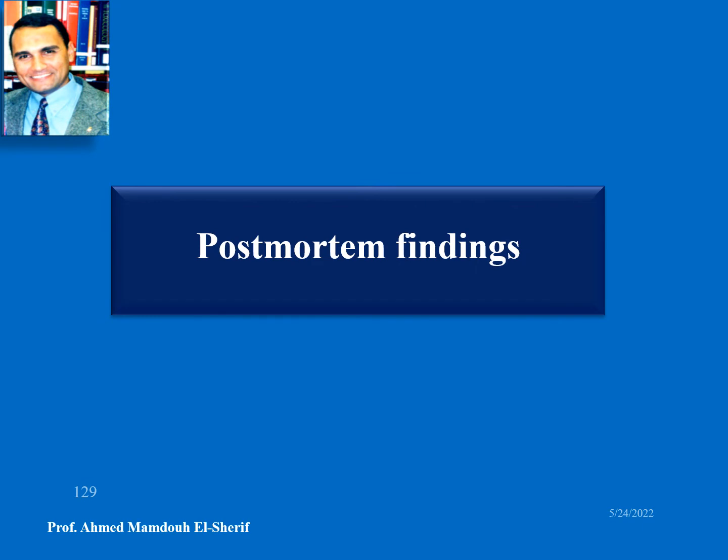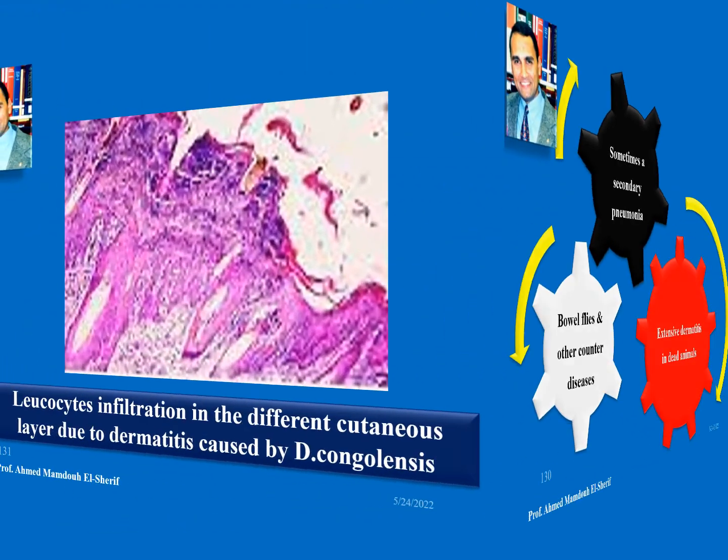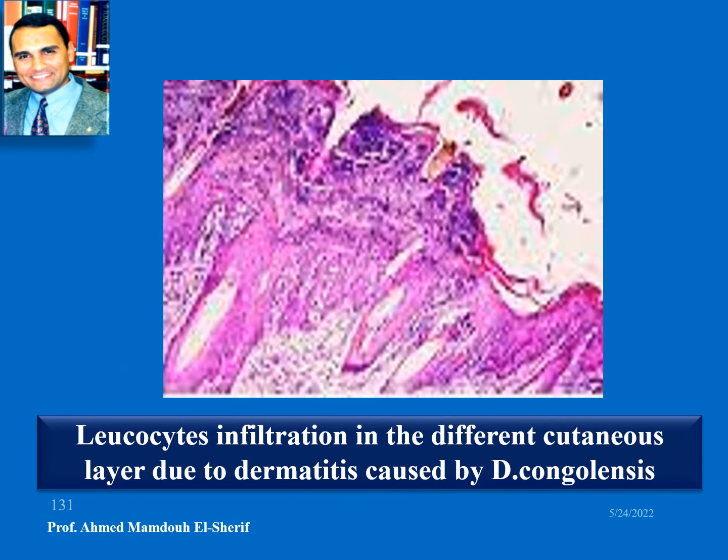Post-mortem findings in case of dermatophilosis. The main post-mortem findings in case of dermatophilosis are extensive dermatitis in dead animals, sometimes a secondary pneumonia, blowflies, and other concurrent diseases. This picture shows leukocyte infiltration in the different cutaneous layers due to dermatitis from infection with Dermatophilus congolensis.